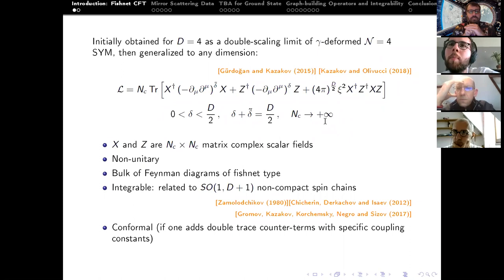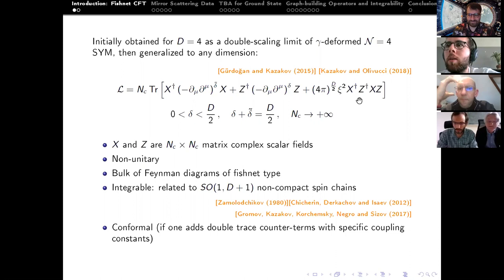It's defined in dimension D, which we take to be larger than 2. And there is only one interaction term for this theory, which is non-Hermitian. It's a quartic term like this one. Because you have matrices, the fields do not commute, and the Hermitian conjugate of this term is different from this term, and it's not present in the Lagrangian. So the theory is non-unitary.